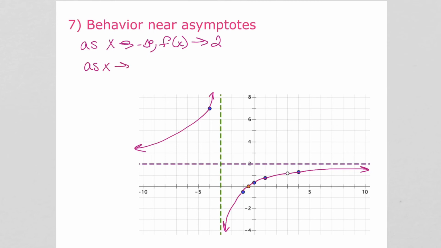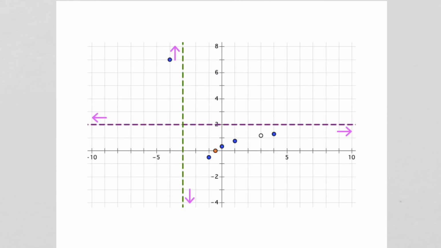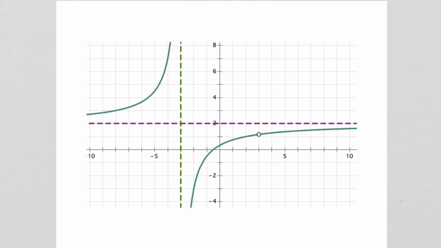And then as x approaches negative 3 from the left, f of x is going up to infinity. As x approaches negative 3 from the right, we're going down to negative infinity. And as x approaches infinity, so we're going to the right, it's going up to that horizontal asymptote 2. And so that's what our graph looks like. And there's a clearer picture of it.